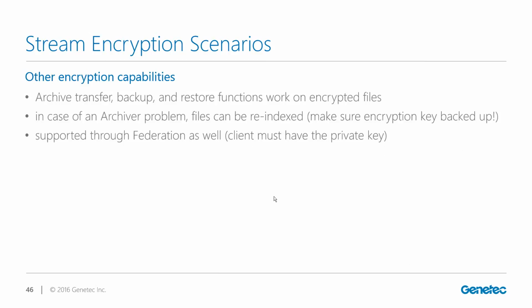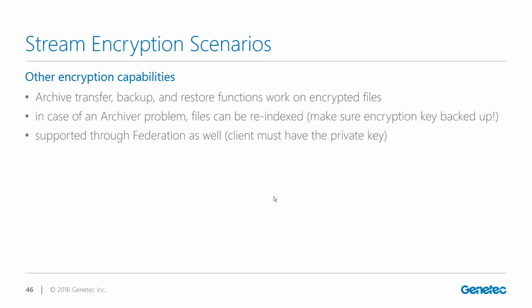Now, other things that we can do in terms of encryption are the archiver transfer, backup, and restore functions. Those work on encrypted files just like before. In case we have an archiver problem, we can still reindex the files. Just one thing, you've got to make sure that the encryption file is backed up.